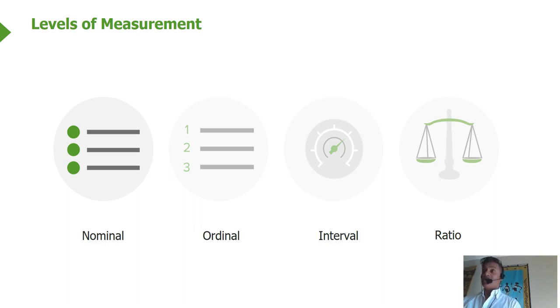With interval and ratio, these numbers are the regular numbers that we know and love, continuous variables. The difference, though, is that ratio has a rational 0 and interval does not. What's a rational 0? A rational 0 is when the 0 has something reflected in reality. The example I always give is degrees Fahrenheit versus degrees Celsius.